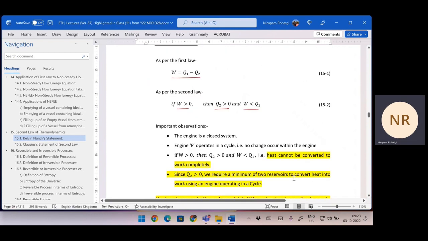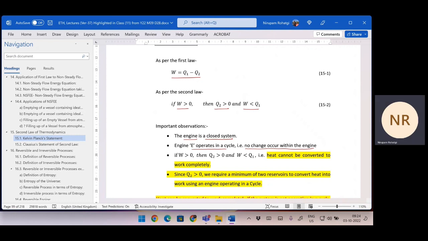And what are the important points here? First is we are talking about an engine which is a closed system. That is the first necessity. Now, when an engine is operating in a cycle, what is happening? There is no change occurring within the engine. So, the engine is moving in a cycle, it comes back to its original state. So, the changes are occurring only where? In the reservoirs and the surroundings. From one reservoir, you are drawing the heat. In the other reservoir, you are discharging the heat, and you are getting out some work which is again going into the surroundings. Nothing is happening to the engine. Engine is only facilitating this conversion.